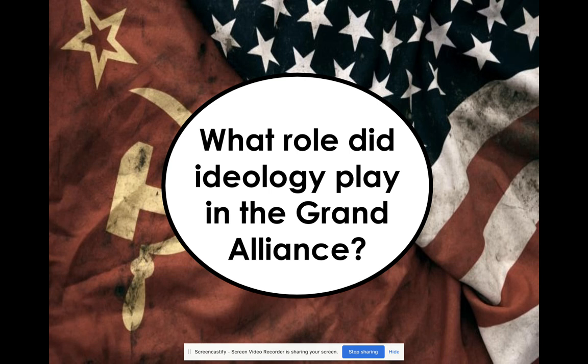Hello. Today we are looking at the first lesson in our Paper 2 Cold War unit, where we are examining the first unit, which is to look at the reasons why the Grand Alliance broke down. So we're looking at the causes of the Cold War. Today's lesson is: what role did ideology play in the Grand Alliance?